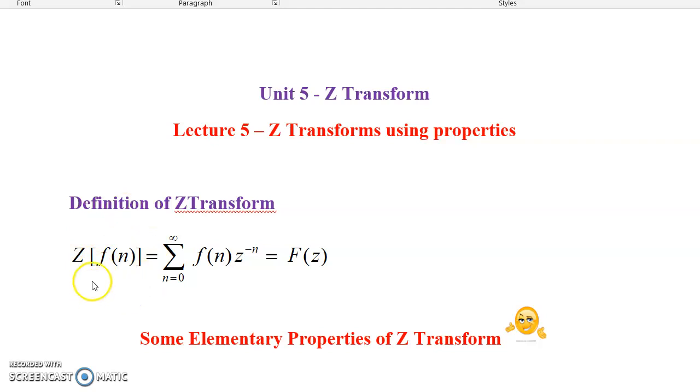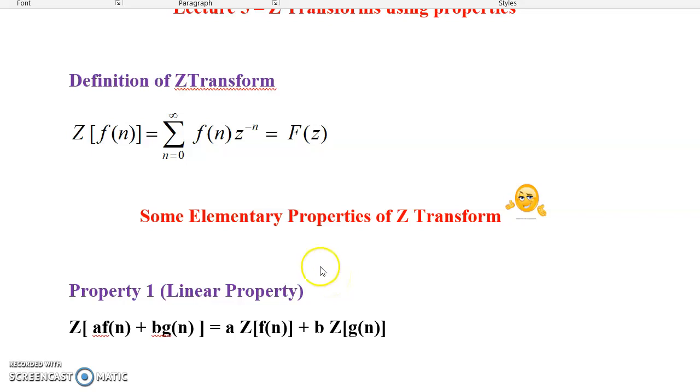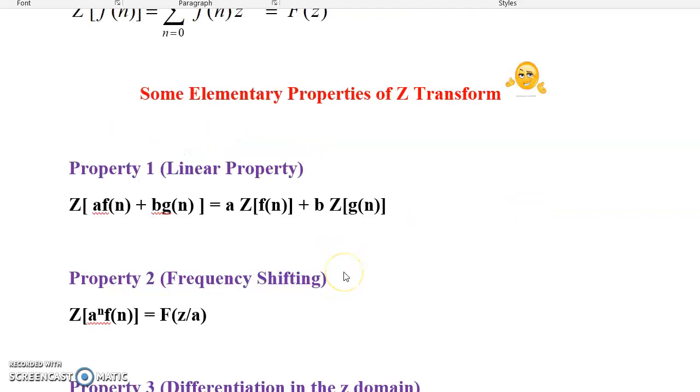Z transform for a sequence f of n is summation n equal to 0 to infinity f of n z power minus n, and it is denoted as capital F of z. Let us see the elementary properties which we had already proved before starting the problems. So this is the first, linear property of Z transform, that is Z transform of two functions can be written as sum of their Z transforms individually.